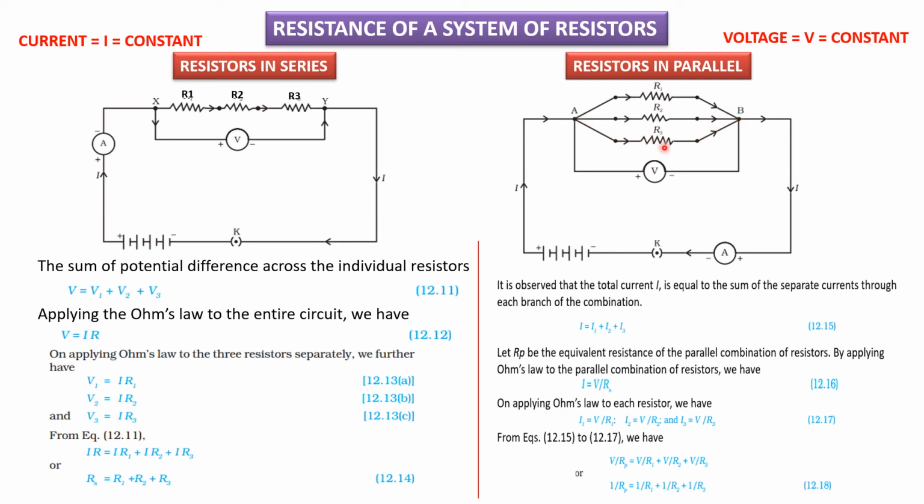How is it? And the voltmeter is connected here. So all the things are in parallel. R1 is parallel to R2, R2 is parallel to R3, R3 is parallel to the voltmeter. That is called resistors in parallel arrangement.